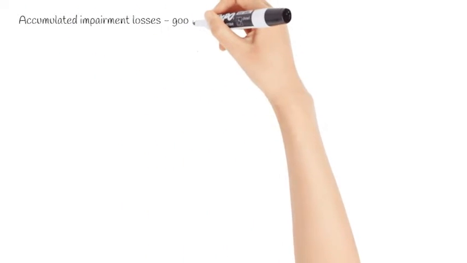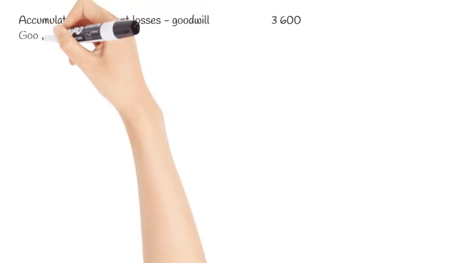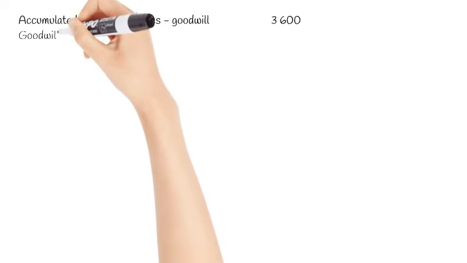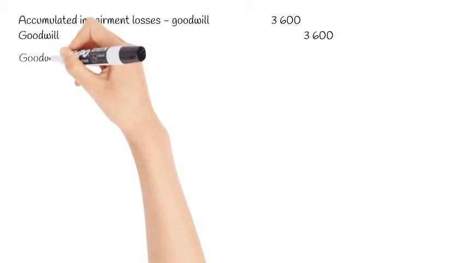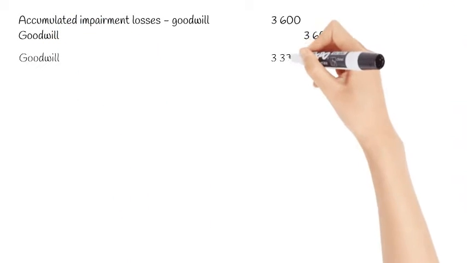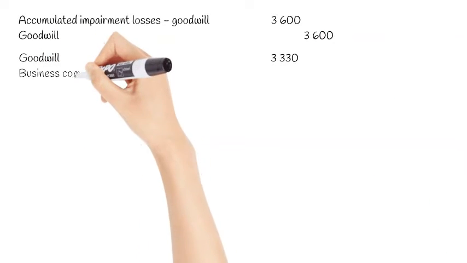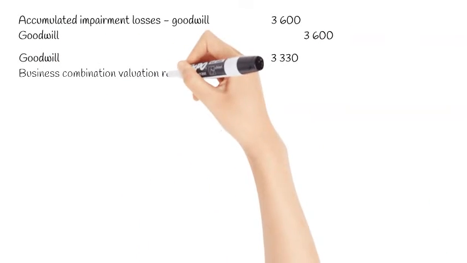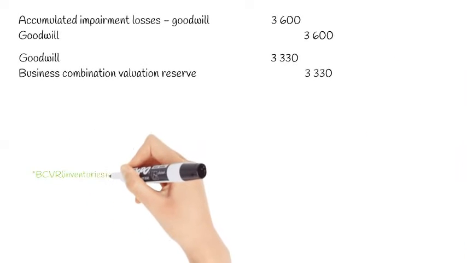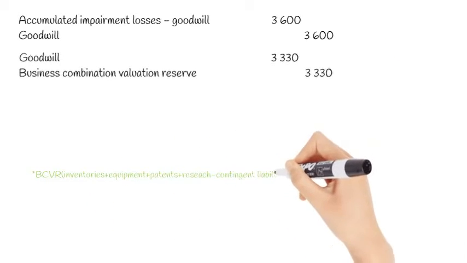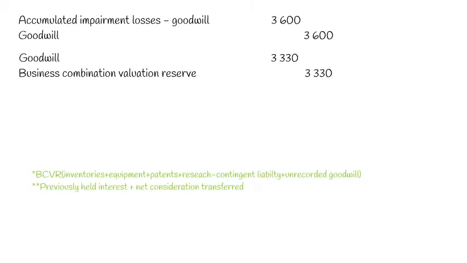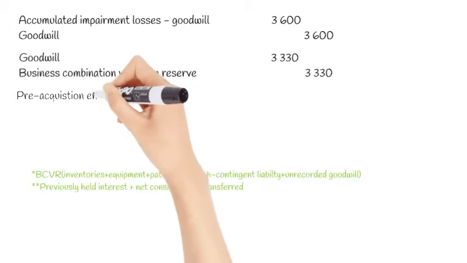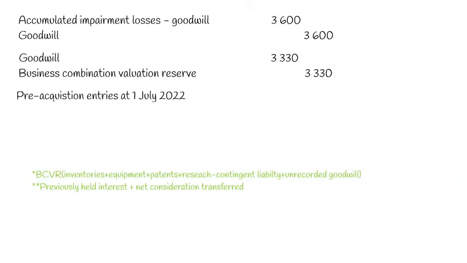Next, we need to write back goodwill that was previously recorded. To do so, we debit accumulated impairment losses for goodwill and credit goodwill before we account for the unrecorded part of goodwill acquired. So we debit goodwill 3,330 and credit the BCVR entry by the same amount. After that, we need to go through all the BCVR, such as inventories, equipment, patents, research, contingent liabilities, and unrecorded goodwill that we just created to work out the total figure for our BCVR.